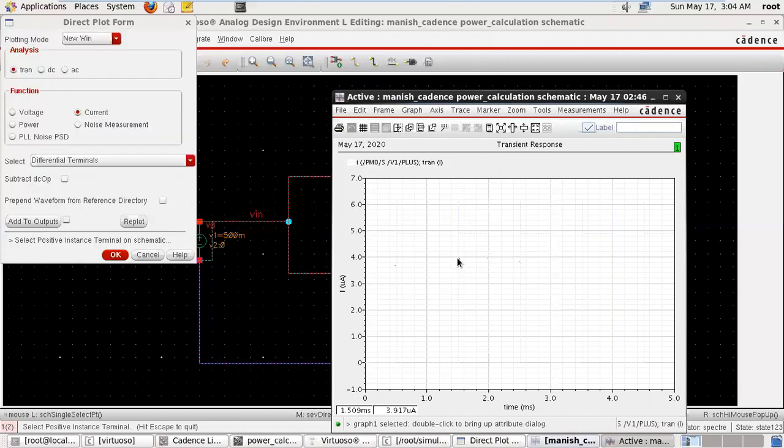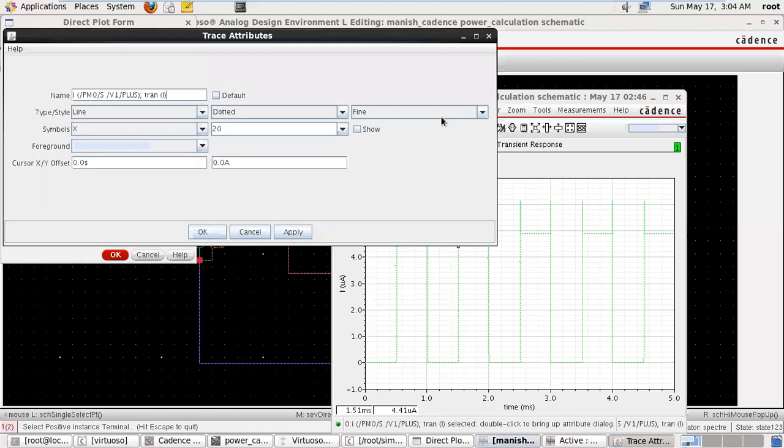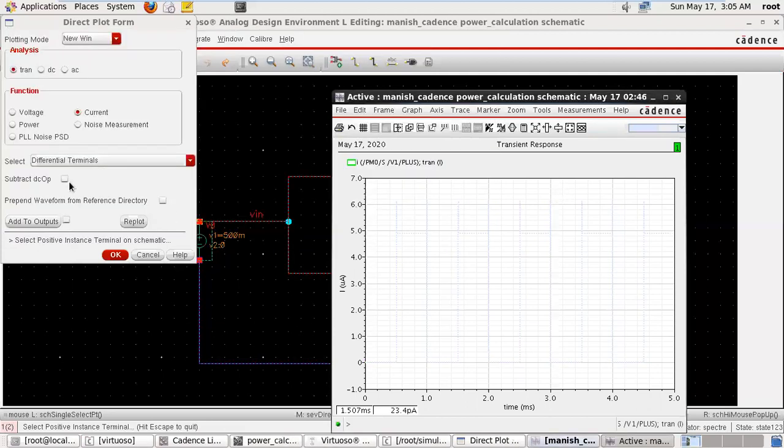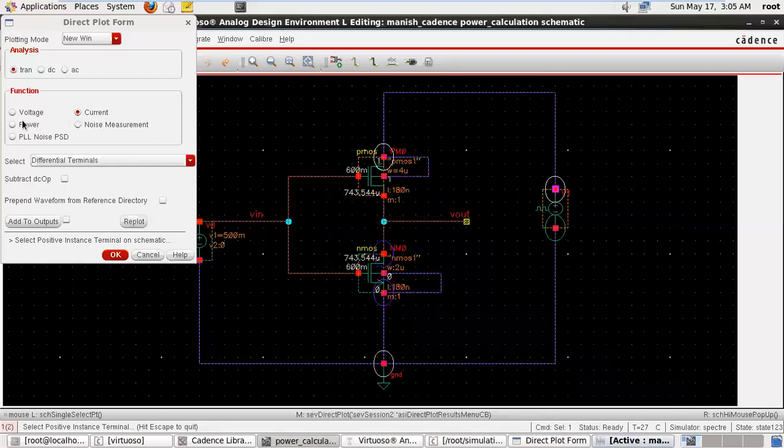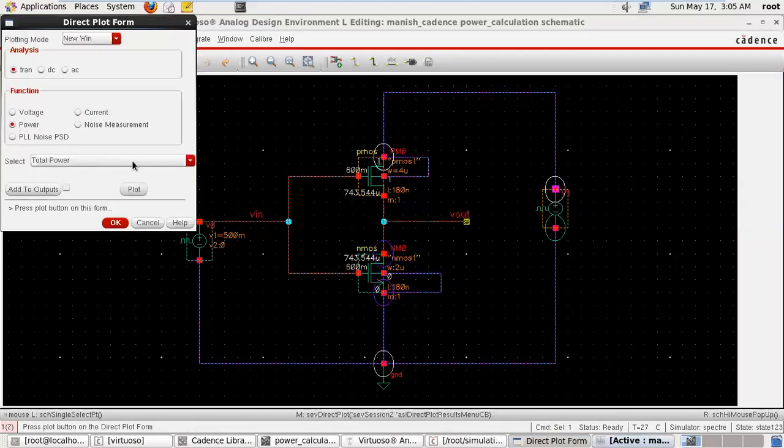Just close this window. Fine, bold, okay. So you can calculate the current. Now power: if you want the total power, first plot the total power.